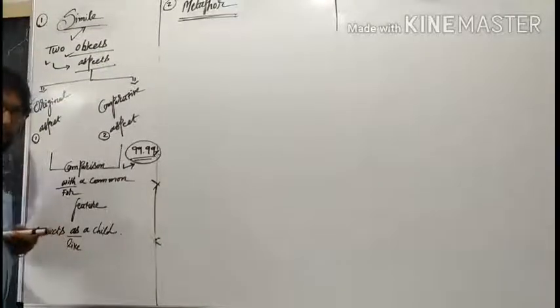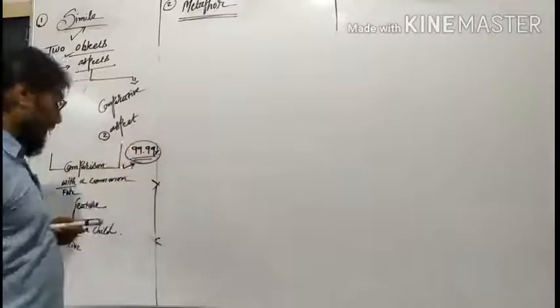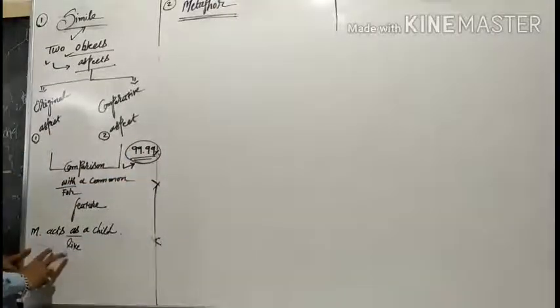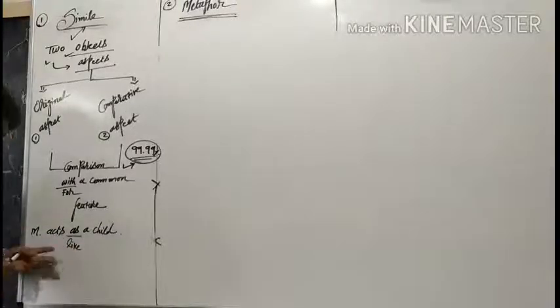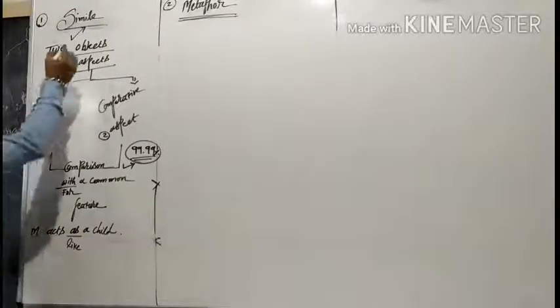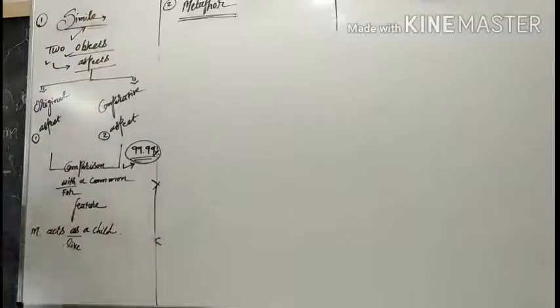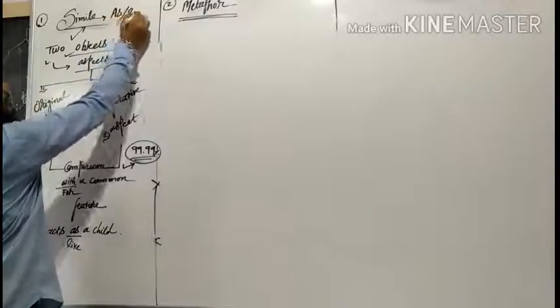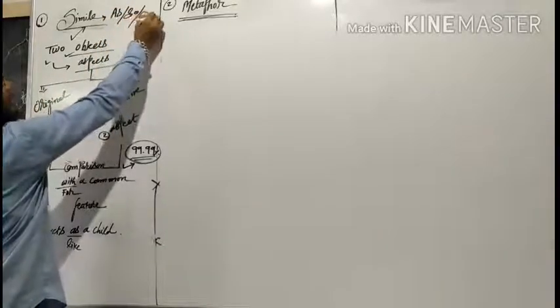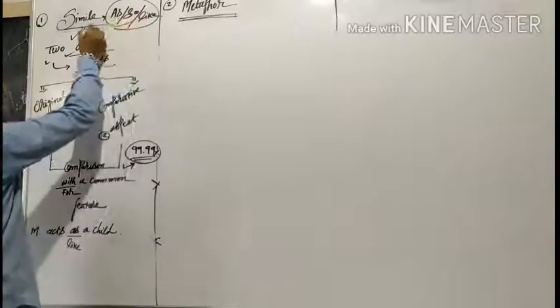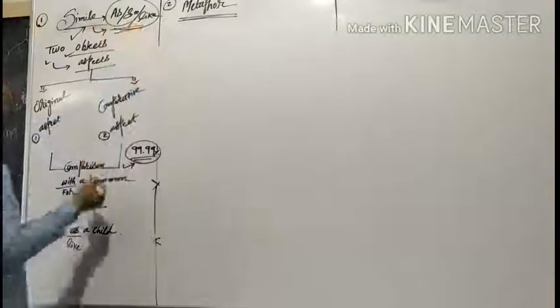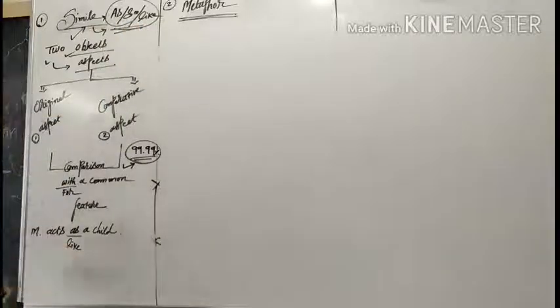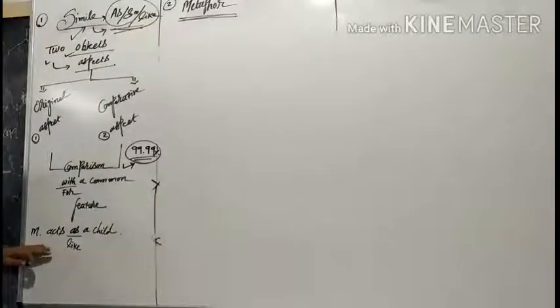Once again, we'll move ahead with an example. Meera acts like a child, or Meera acts as a child. I have written "as" here, I have written "like" here. A few words are there which can be the identity or shortcut key for simile: as, so, like. Wherever you find or write these words, that is the identity of simile.